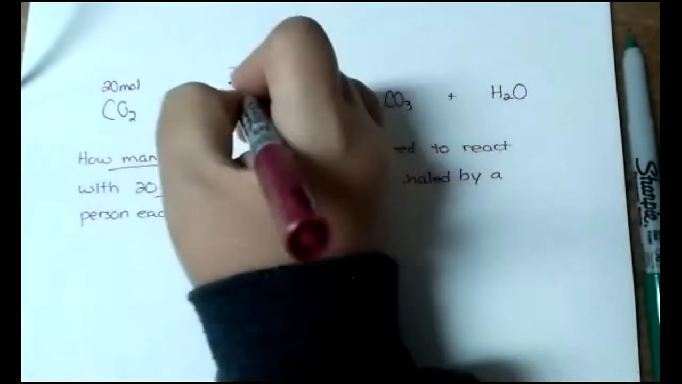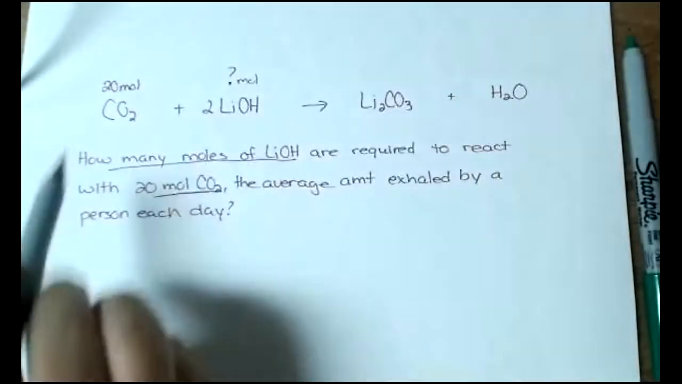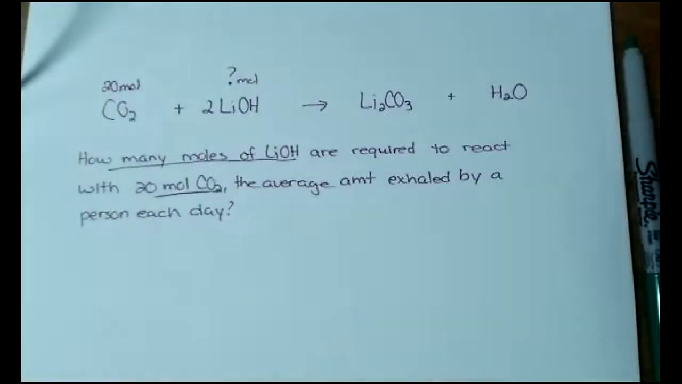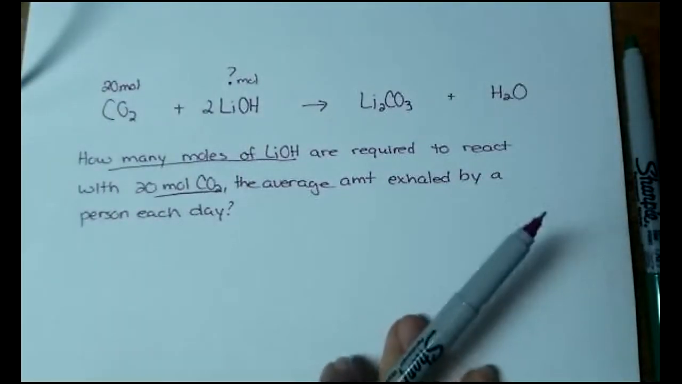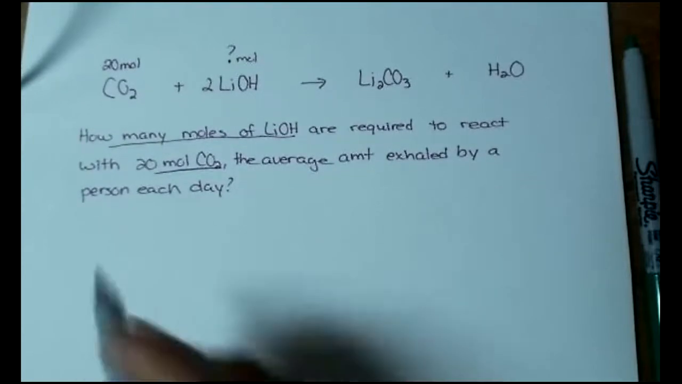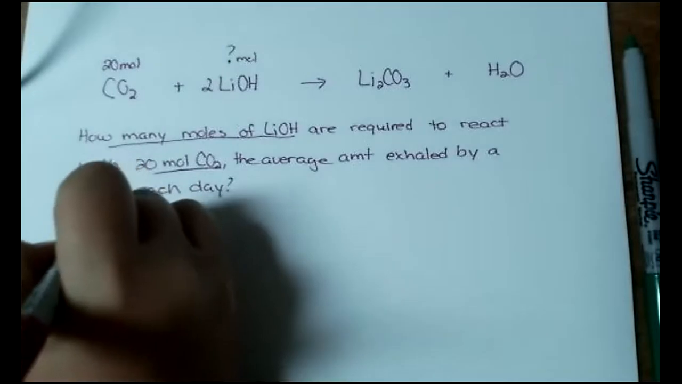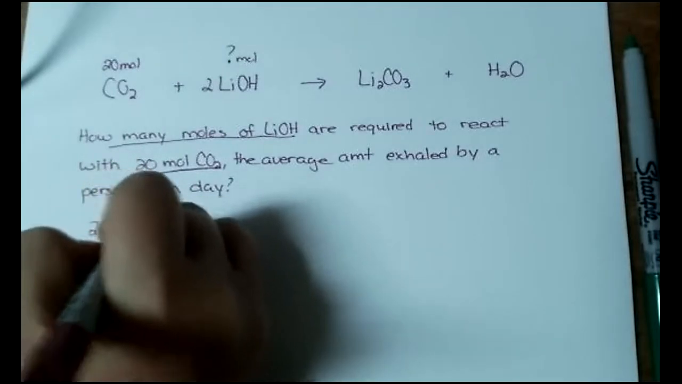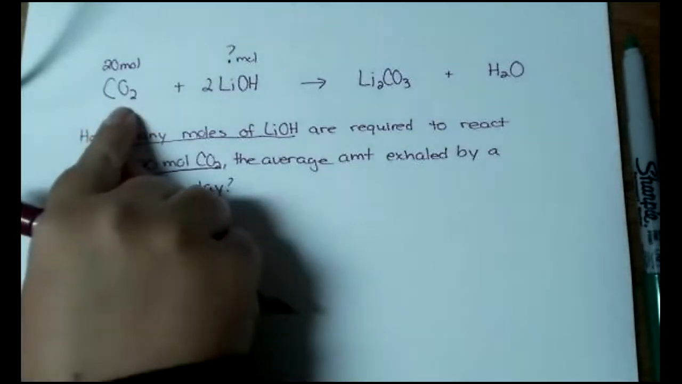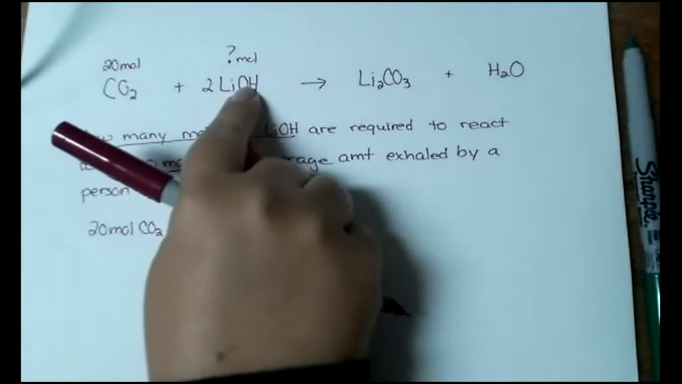So they want to know how many moles. They gave me moles, so that means I have a mole to mole problem. So just like we've done in every other problem in class, we're going to start with our given, 20 moles of CO2. And I need to bridge the gap of CO2 to lithium hydroxide.